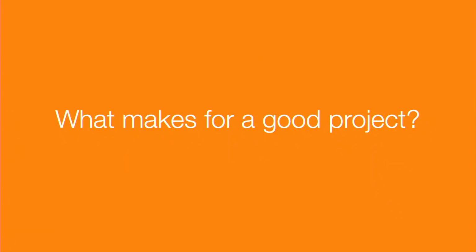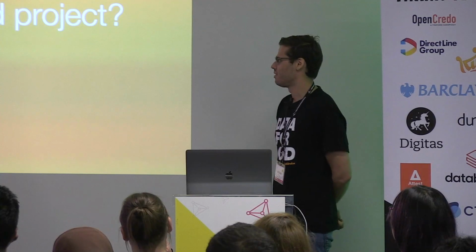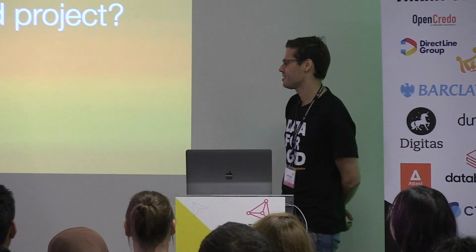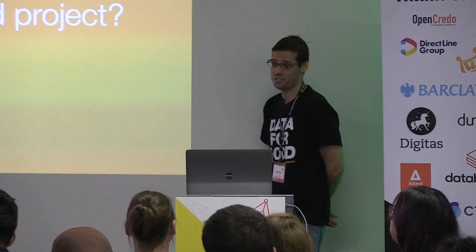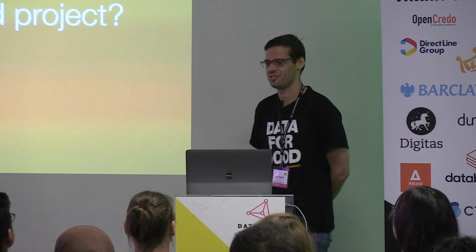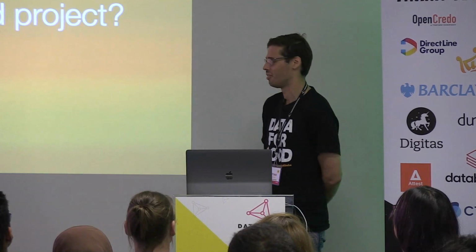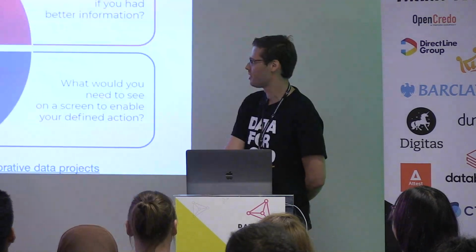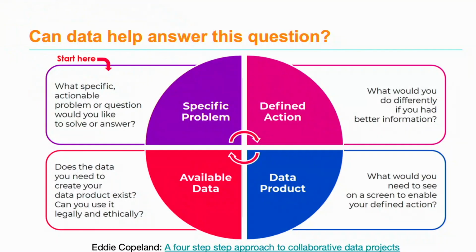And then I suppose for the end of my talk, I want to offer a bit of advice on what makes for a good data for good project, if you're interested in engaging with DataKind, or even if you're going to do a data for good project through other organizations. The framework that we follow when scoping a project is this one.